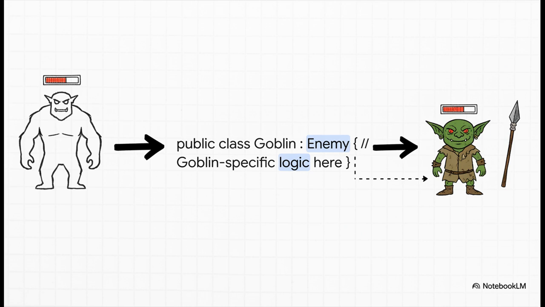We didn't have to write any of that logic again. It's just there. Now we can focus all our energy on the fun stuff, like what makes a goblin unique. Maybe it has a special scurry method or a sneaky attack. It's so much cleaner this way.